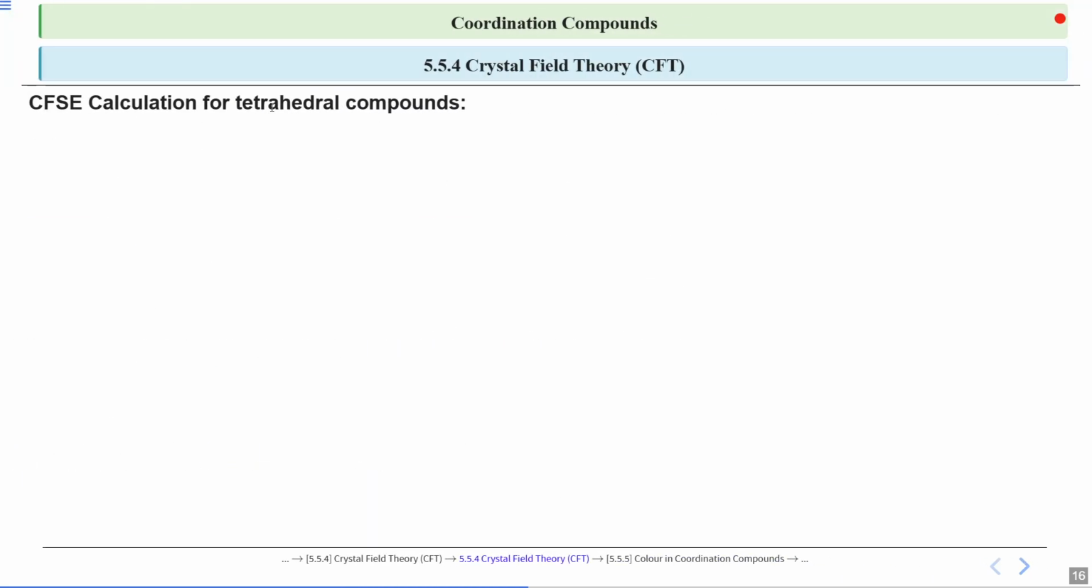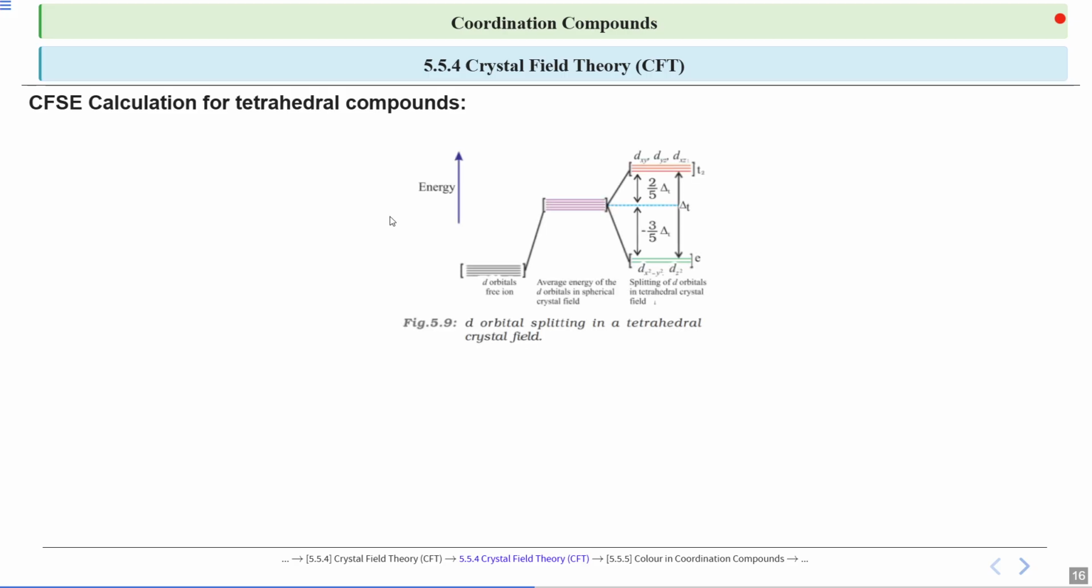CFSE calculation for tetrahedral compounds. Let's see. CFSE is given by the formula minus 3 by 5 Ne plus 2 by 5 Nt2, multiplied by delta T. Remember, in the octahedral crystal field splitting energy we have another term, plus mP, where P denotes the pairing energy and m denotes the difference of paired electron sets in the split d orbitals and the degenerate d orbitals. Remember, that is absent here.